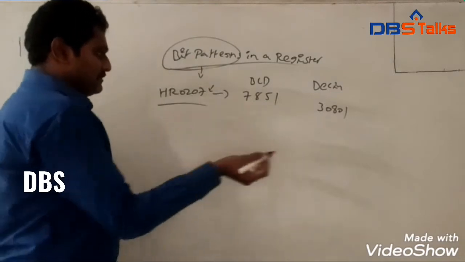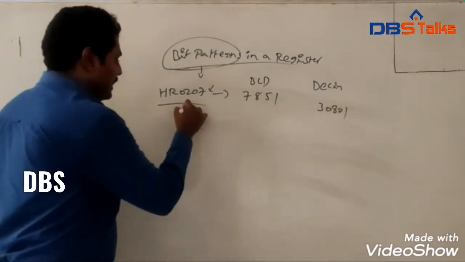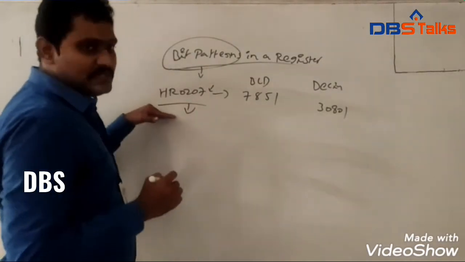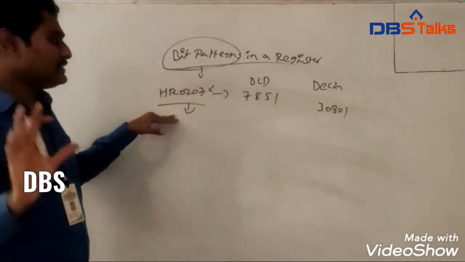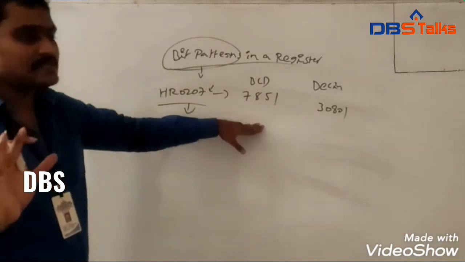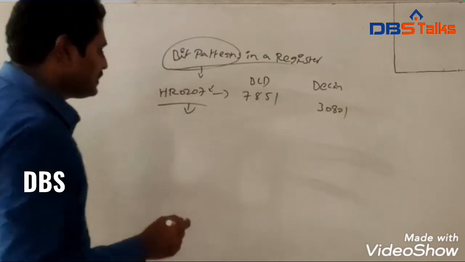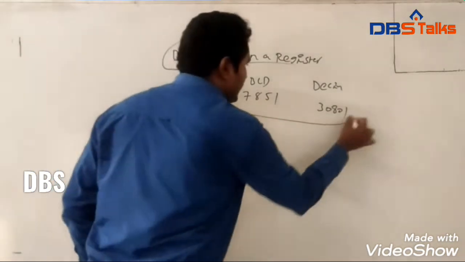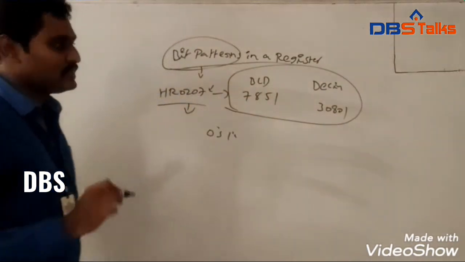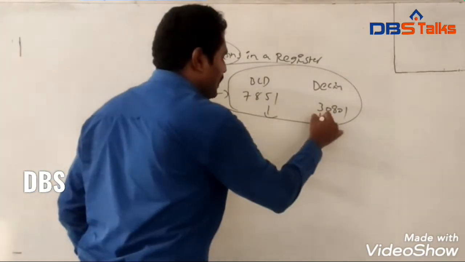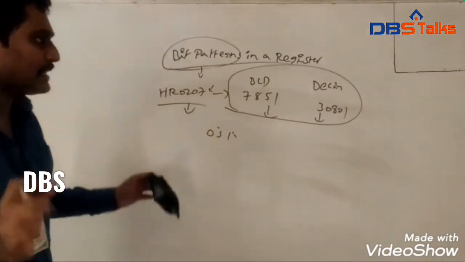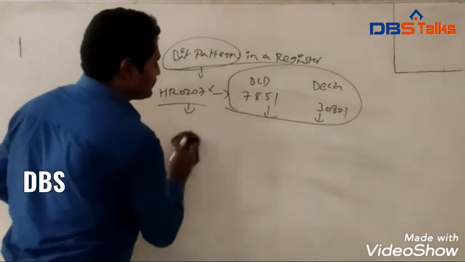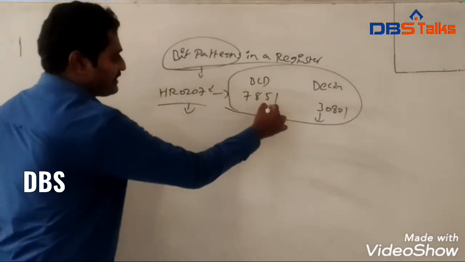But previously I told that, so in this one we are not using numerical values. Here we are using binary bit patterns, that is binary values, zeros and ones. So these two values are irrelevant at this point. Here I am taking binary bits for 7851.